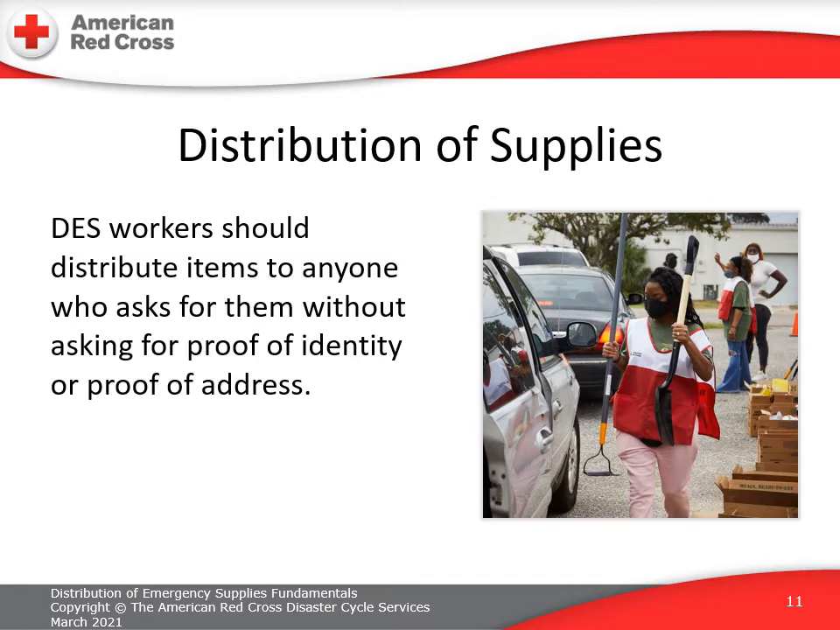The Red Cross also collects information and data through damage assessments. The Red Cross uses data collected during disaster damage assessment to identify the areas that have been affected by the disaster as well as the severity of the damage. The DRO works closely with local emergency managers and government to direct the DES mission to the communities with the greatest need. DES workers should distribute items to anyone who asks for them without asking for proof of identity or proof of address. We'll now learn about two distribution methods. The first one is called mobile distribution.